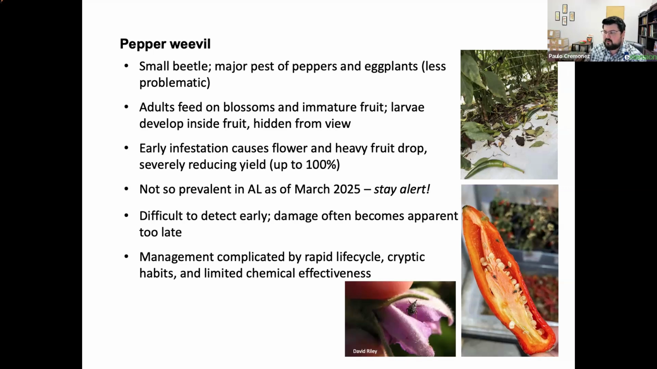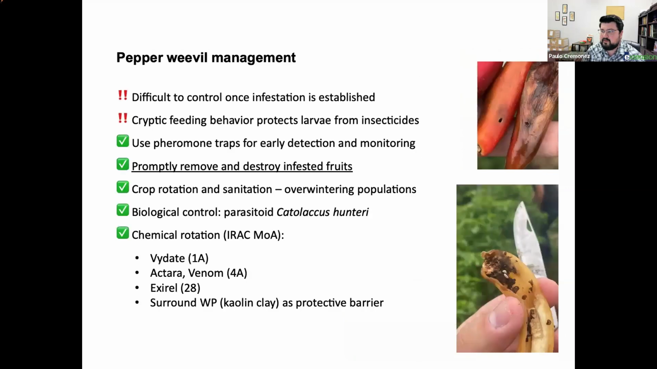It's difficult to detect early. The damage becomes apparent too late, and the management is also complicated by a rapid life cycle, cryptic habits, as the beetle is very good at hiding, and limited chemical effectiveness on top of all of that. Once infestation is established, it's very difficult to control. Like I said, cryptic feeding behavior protects the larvae from insecticides. The management options that we have are to use available pheromone traps for early detection and monitoring, which is very important.